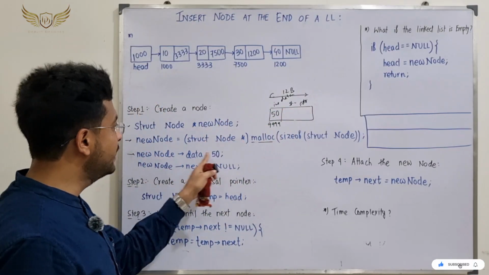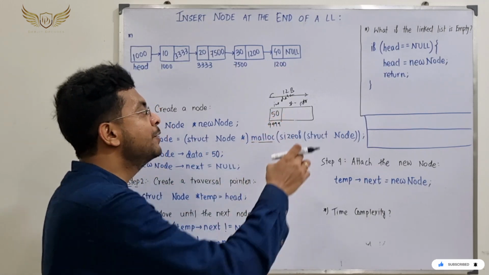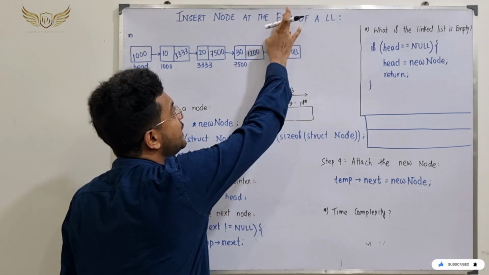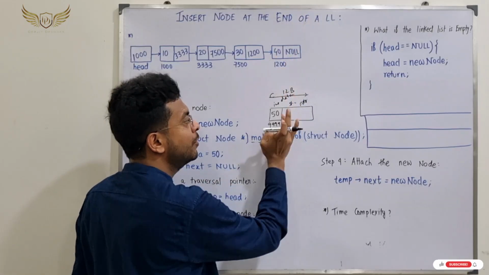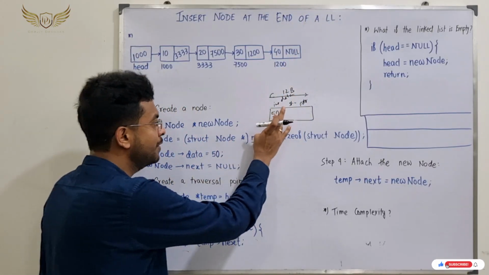So after this line, what is the thing? You have put the data part, and what is the meaning of it? You are creating a new node to be inserted at the end of the linked list after 40, and you want to insert the value 50. Correct? The data part should be having 50.